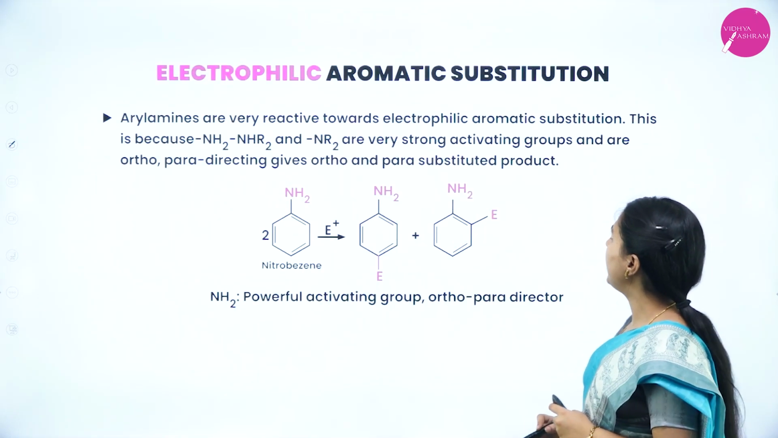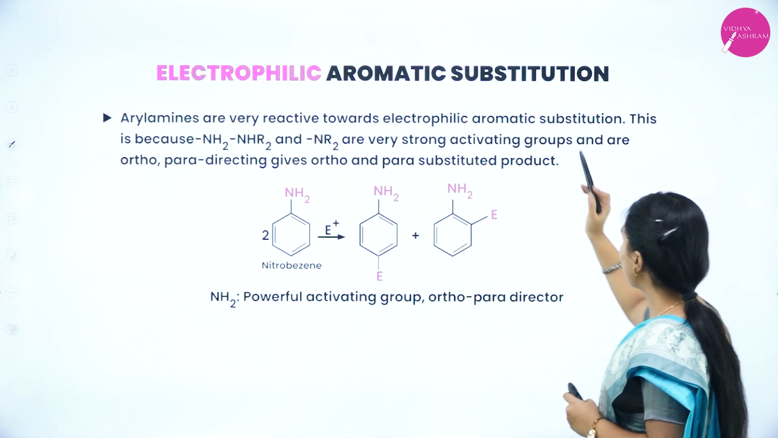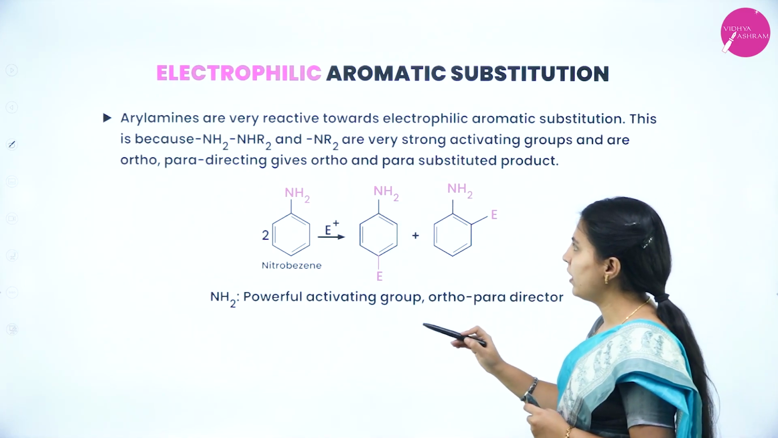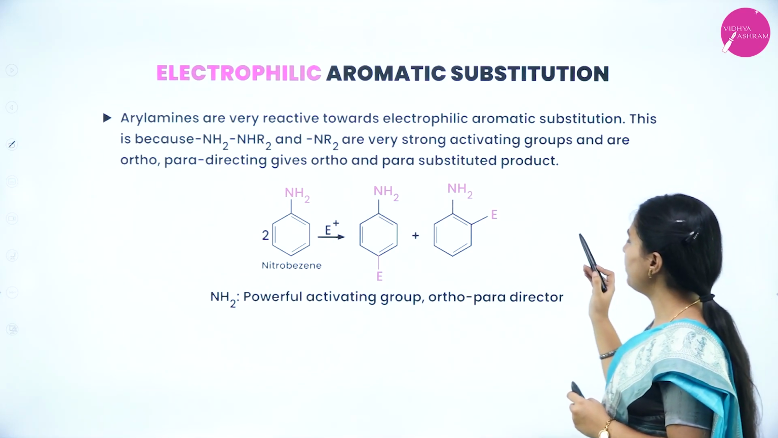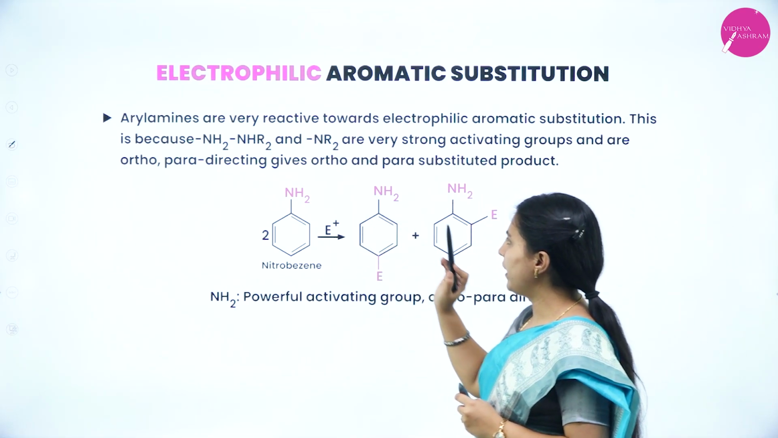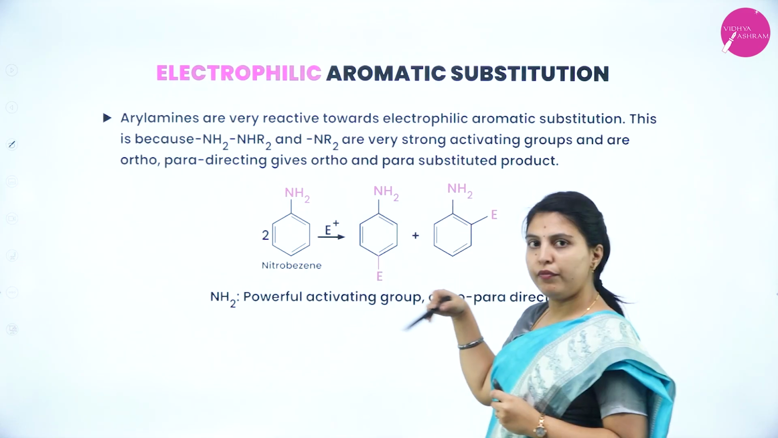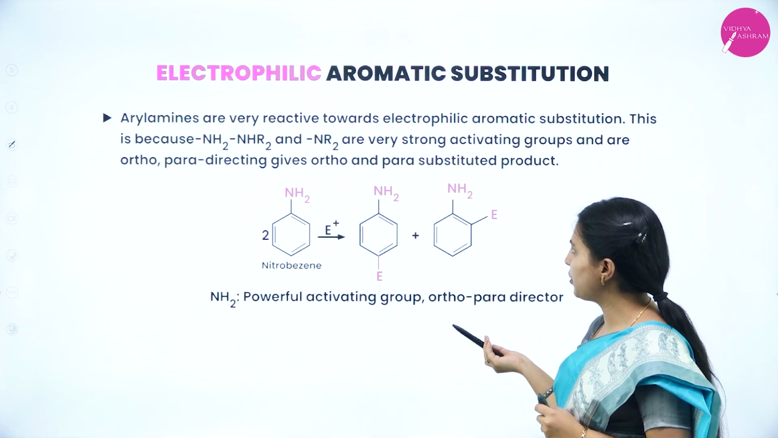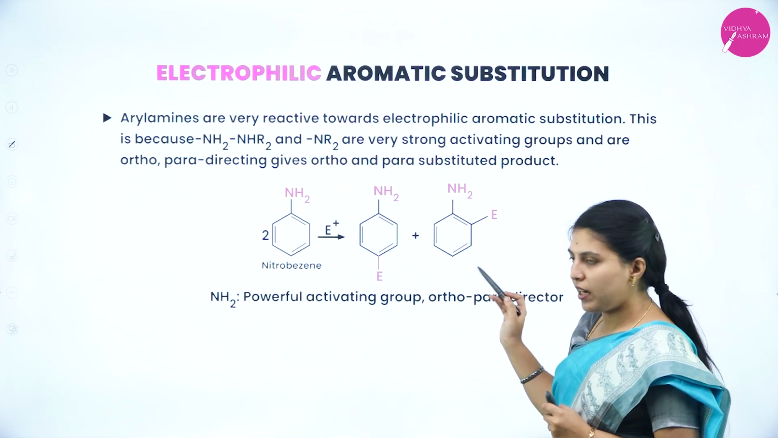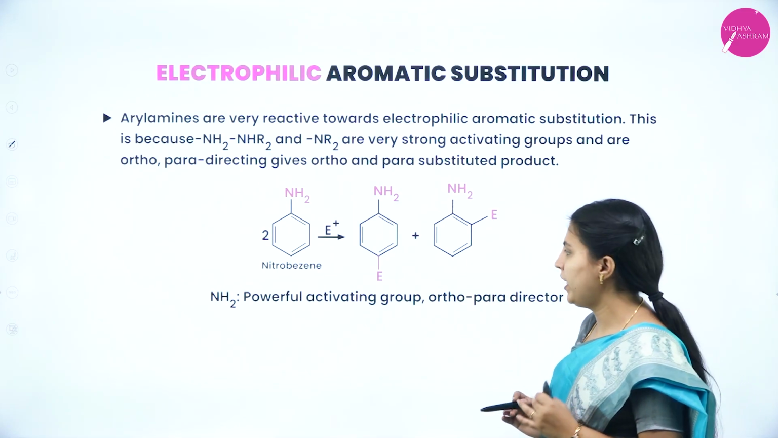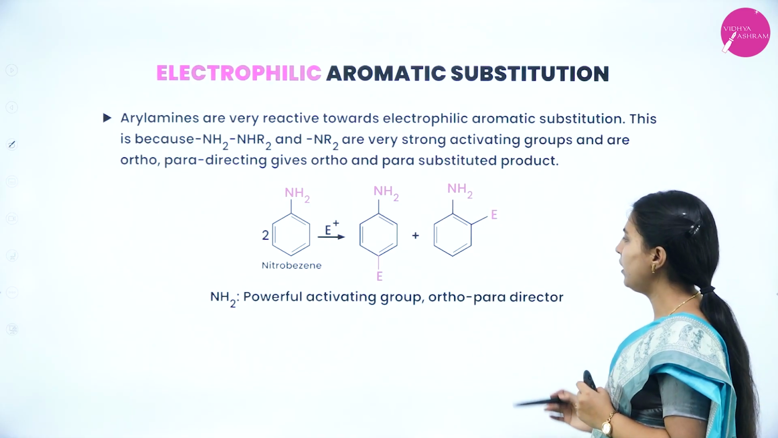Next, electrophilic aromatic substitution. Aryl amines are very reactive towards electrophilic aromatic substitution. This is because NH2, NHR and NR2 are very strong activating groups and are ortho para directing, giving ortho and para substituted products. Aniline is very reactive towards electrophilic substitution reactions, and at the ortho and para positions the substituted products may be expected. NH2 is a powerful activating group and an ortho and para director.